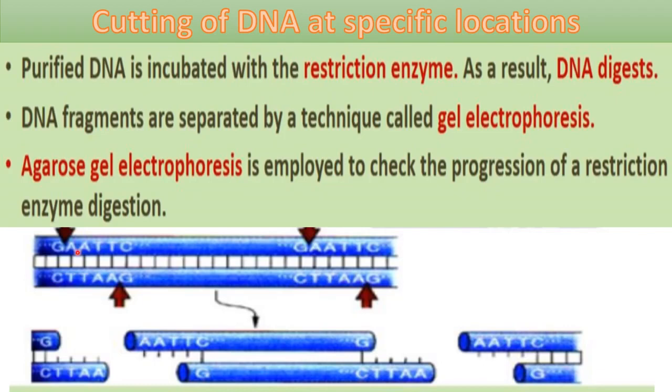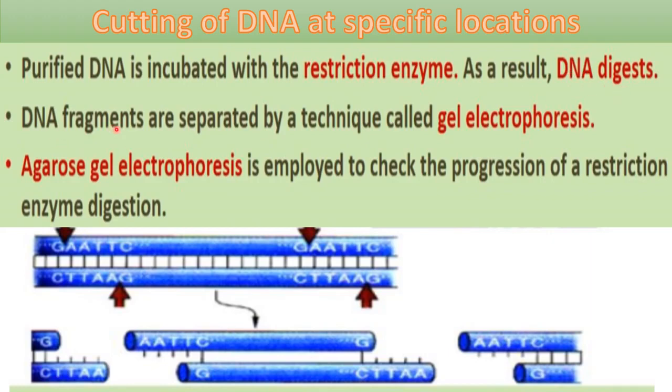This is the process of recombinant DNA technology. First process, that is isolation of genetic material, we have done in the previous lecture. After that isolation, cutting of DNA will be done at specific locations. The purified DNA that we have isolated is incubated with restriction enzymes, because you know restriction enzyme will cut the DNA at a specific location, right? As a result, DNA digest, means restriction enzyme will make fragments of DNA. That is called digestion of DNA.